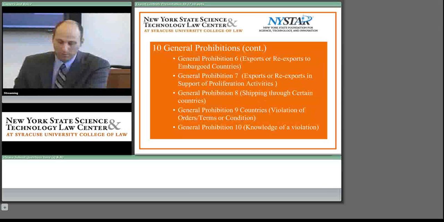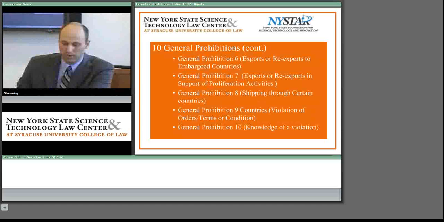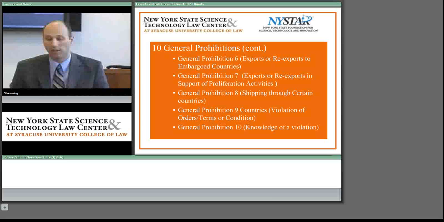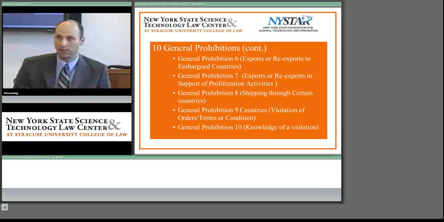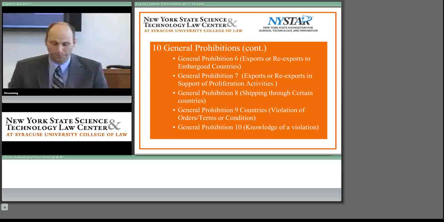General Prohibition 6 prohibits exports or re-exports to embargoed countries. There's a general embargo for both Cuba and Iran, and special embargoes in place for Iraq, Rwanda, and North Korea. And these all have their own special exceptions, not subject to the more general licensing exceptions found in the Commerce Control List. Exceptions in this case would be for things along the lines of humanitarian aid or special agricultural commodities.